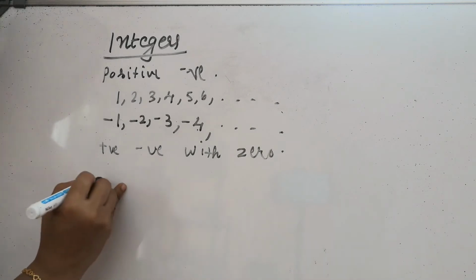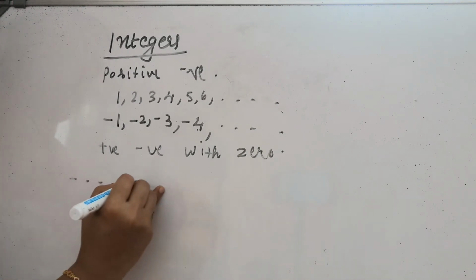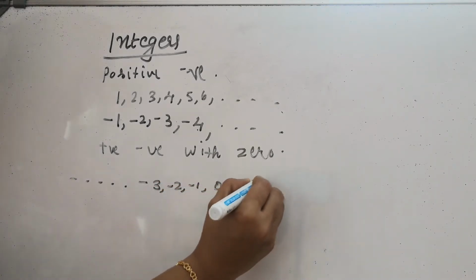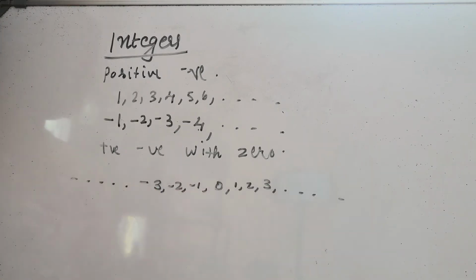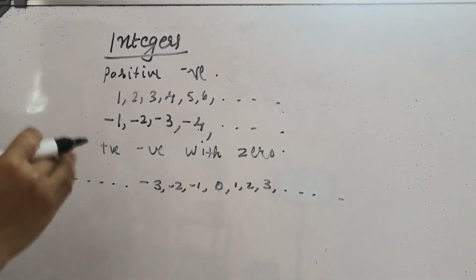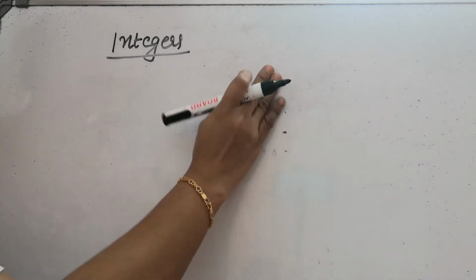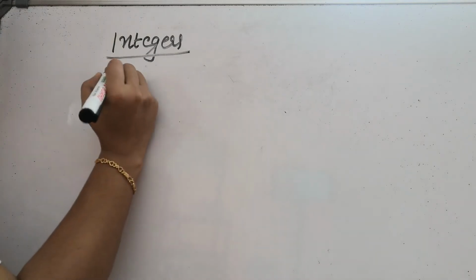Okay, so the set becomes etc., -3, -2, -1, 0, 1, 2, 3, etc. This is known as the integers. Clear? So in this video, we discuss only two operations, addition and subtraction, and the next part of the integers video will include multiplication and division, because multiplication and division contain so many properties. Okay, so first one is addition.